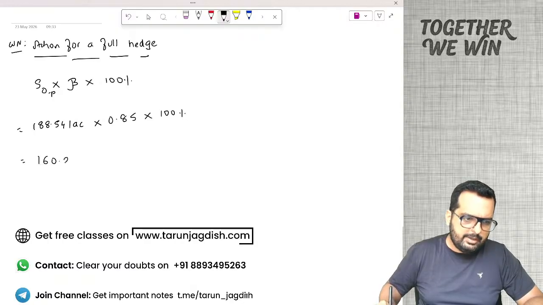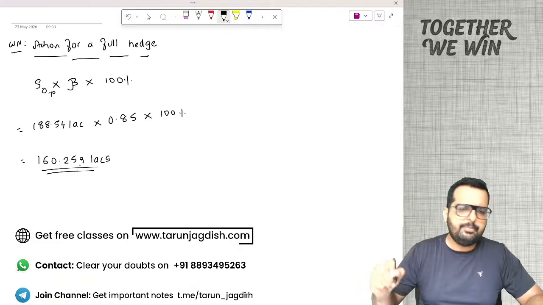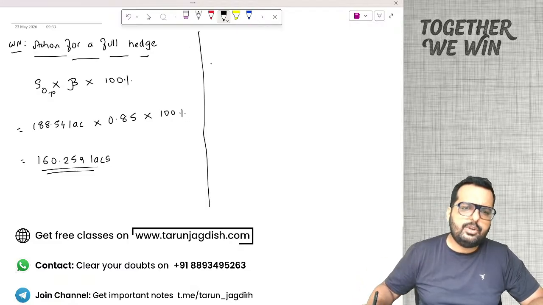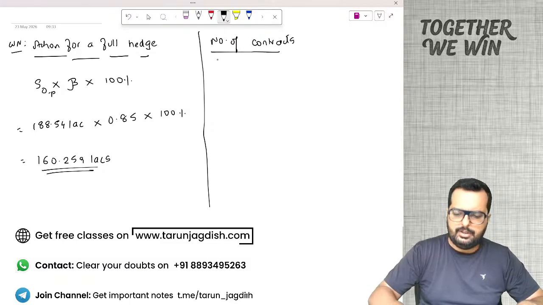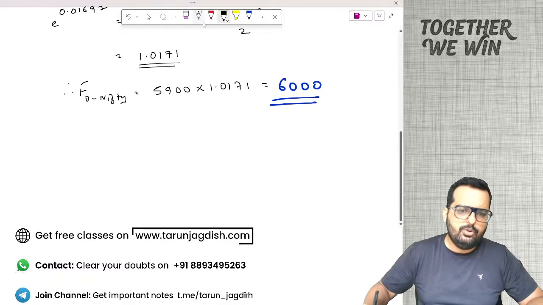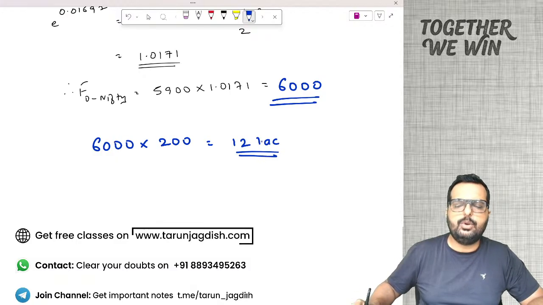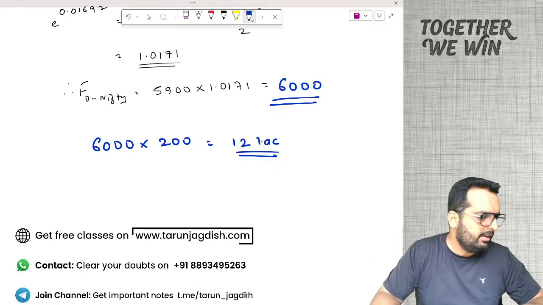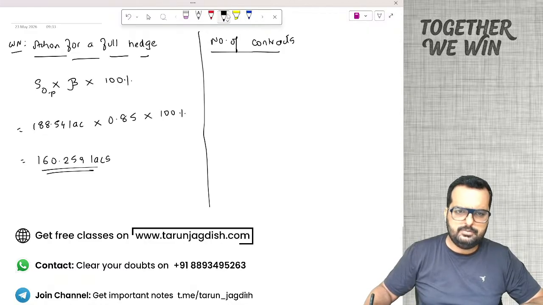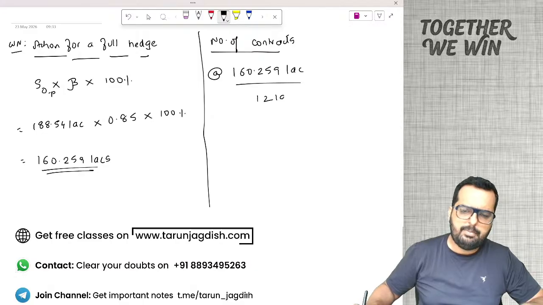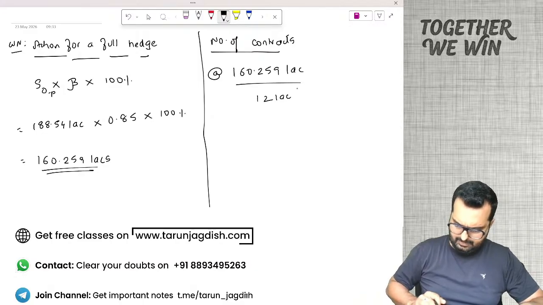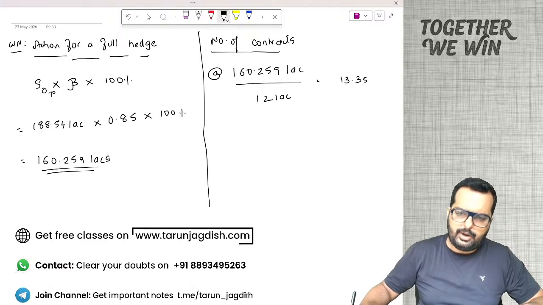Do I get the answer as 160.259 lakhs? Everybody clear with this part? Once you get this, I can find out the number of contracts. Here we got 6,000 as a number, so 6,000 is for 1 unit. They are dealing in multiples of 200. So when you do it with 200, you get the total contract value of 12 lakh. Everybody clear with this part now? So the total value 160.259 lakh divided by 12 lakh. Do I get the answer as 13.35 contracts, friends?